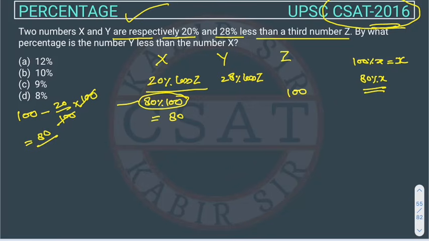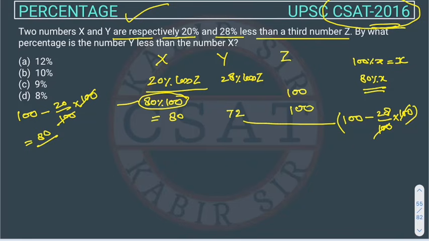Similarly, Y will come out 72, where Z is 100. How did we get this 72? Y is 28% less than Z, so 100 minus 28 is equal to 72.